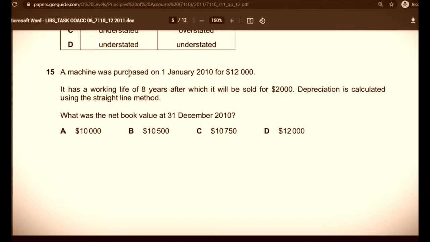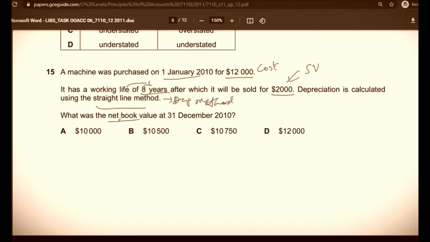A machine was purchased on 1st January 2010 for $12,000. So this is the cost of the machine. It has a working life of 8 years. So this is the life of the machine, 8 years, which would be sold for $2,000. So this is my salvage value, a residual value. Depreciation is calculated using the straight line method. So depreciation method.